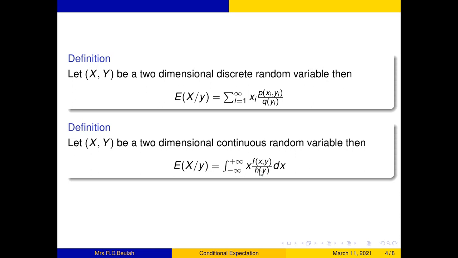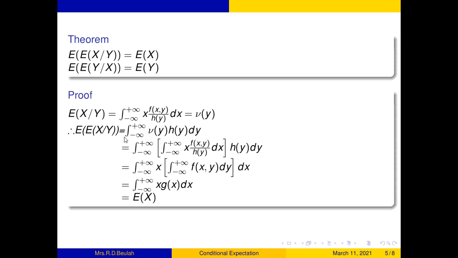It is important to note that from the definitions, E of X by Y is a function of Y and hence it is a random variable. E of X by y is a value of the random variable E of X by Y. However, for a particular value of y, E of X by y is not a random variable. Based on these definitions, we have the following theorems. First theorem: E of E of X by Y is equal to E of X, and E of E of Y by X is equal to E of Y, for X and Y random variables.